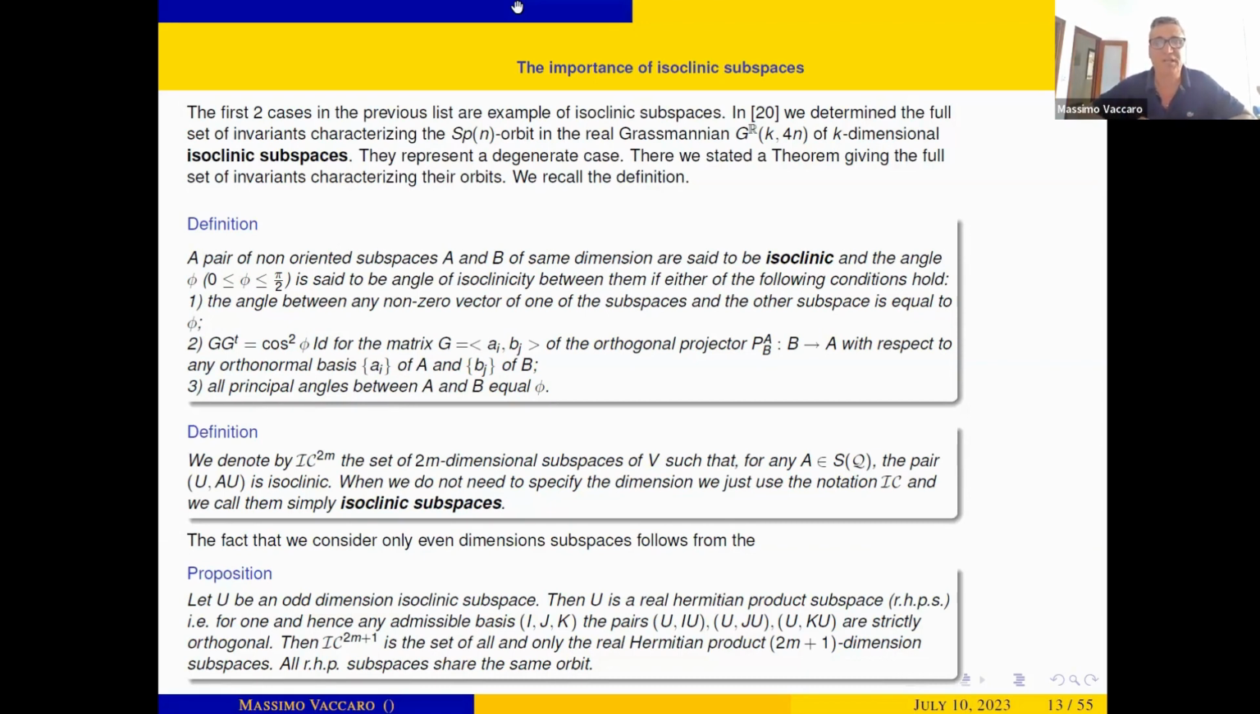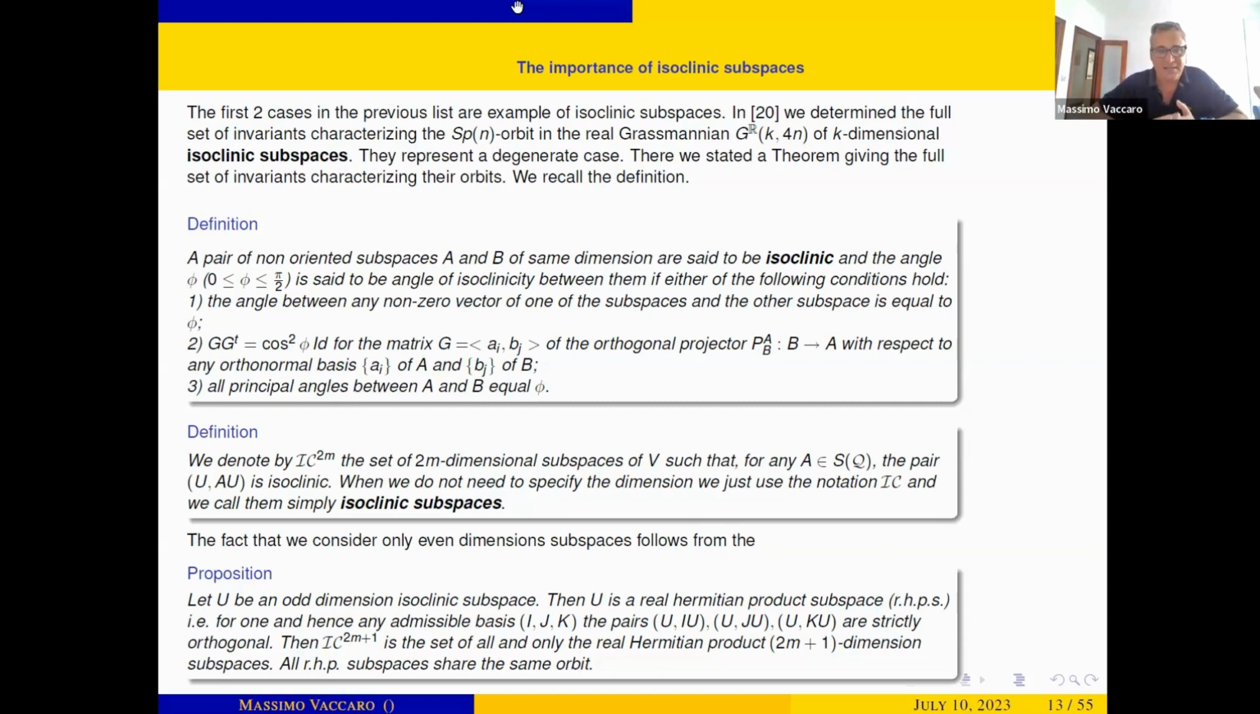The fact that we consider only even dimensional subspaces follows from the proposition: let U be an odd dimensional isoclinic subspace, then U is a real Hermitian product subspace. What is a real product subspace? That is, for one and then any admissible basis IJK, the pairs U, our subspace, and IU, which is another subspace, U and JU, and U and KU are strictly orthogonal. That is, all principal angles between these pairs are 90 degrees.